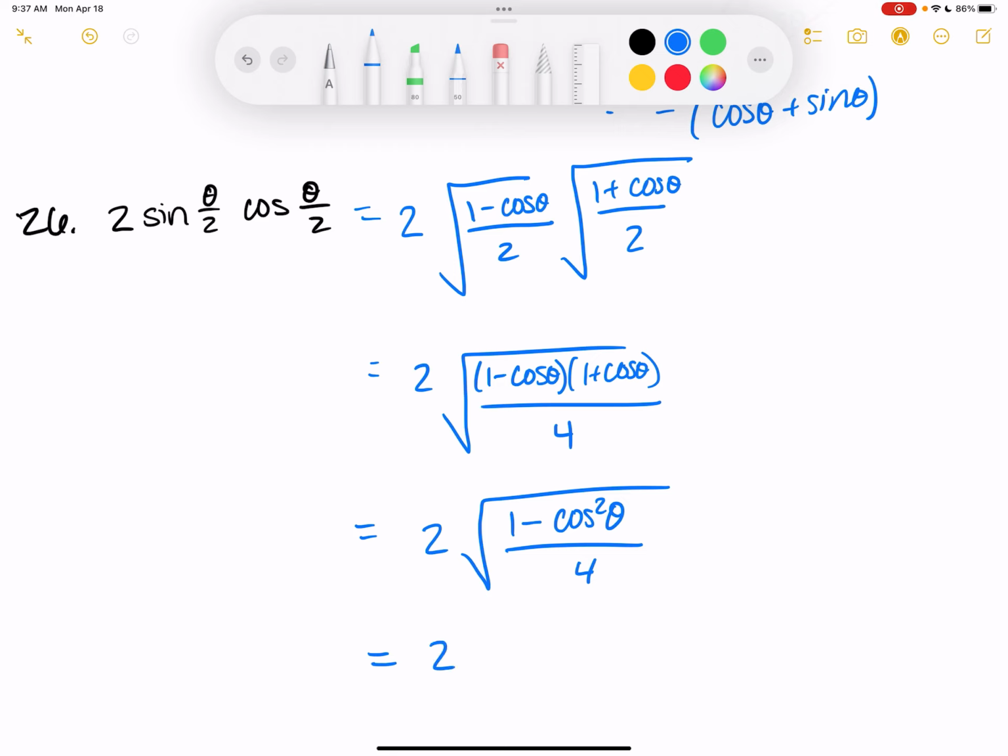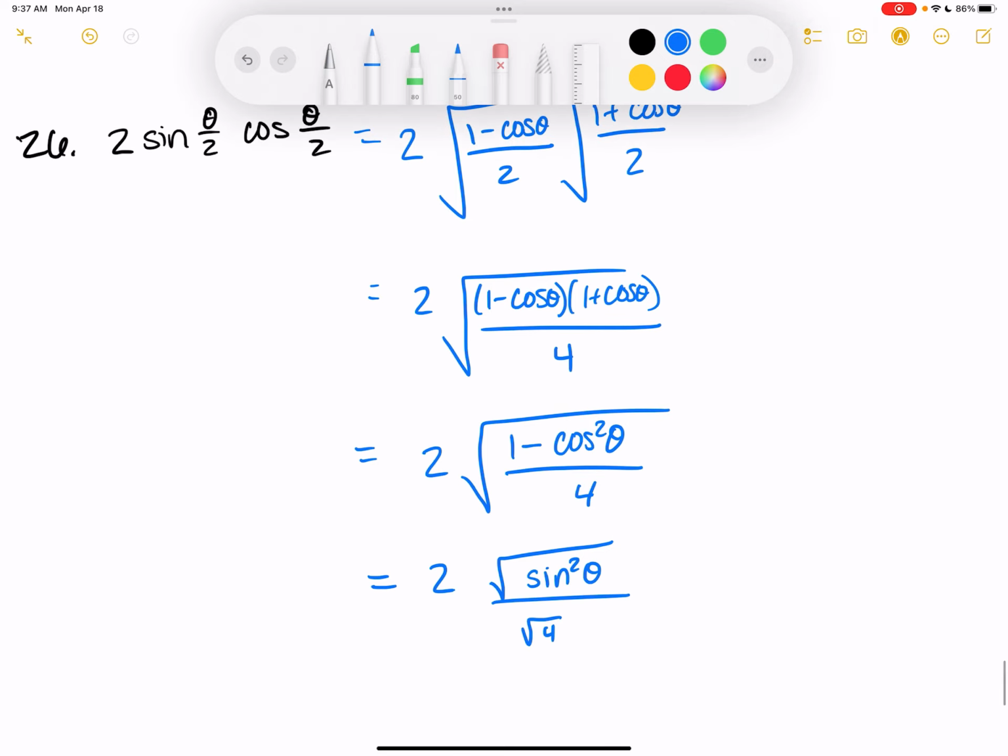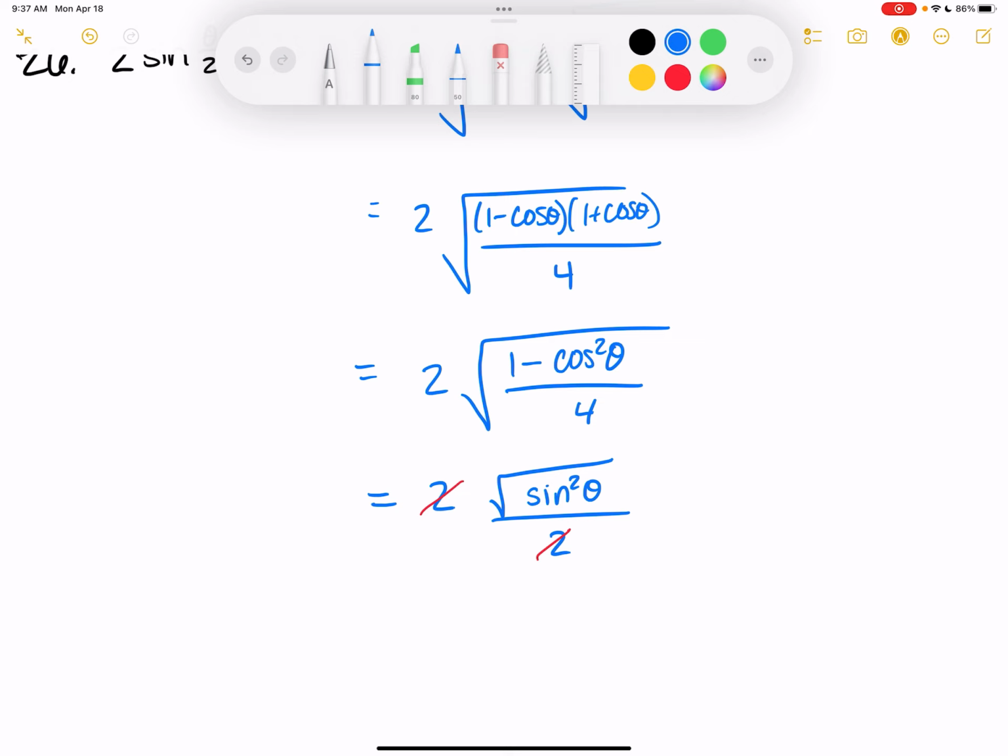I'm going to go ahead and split my radical into 2 pieces. So the top would be the square root of sine squared of theta over the square root of 4. The square root of 4 is just 2, so the 2's cancel. The square root of sine squared would be sine. And we're done. That's all you have to do.